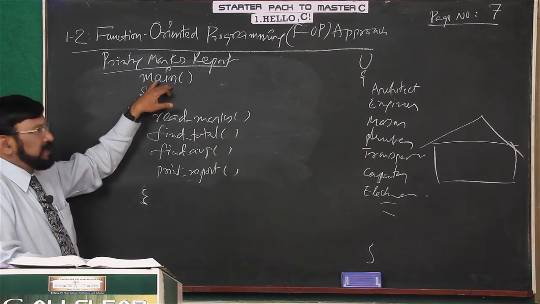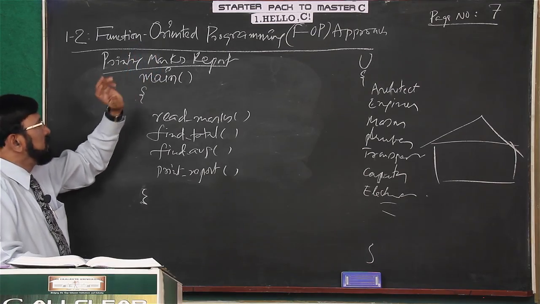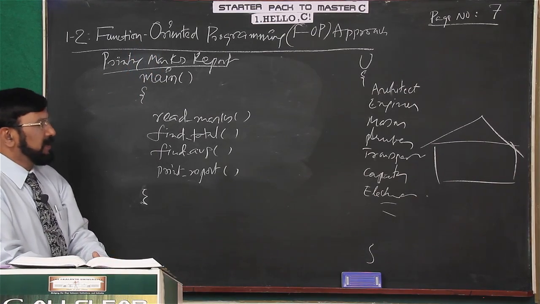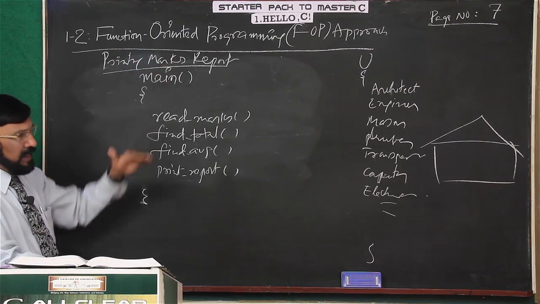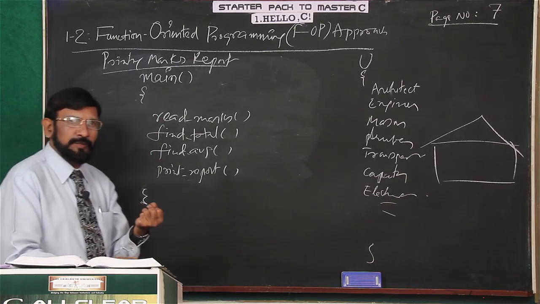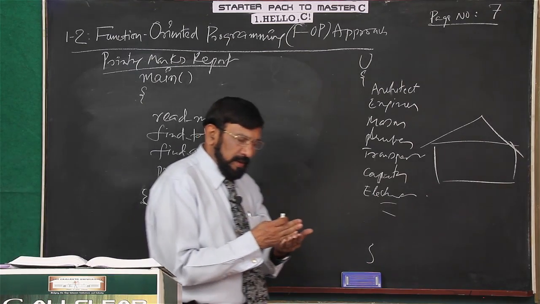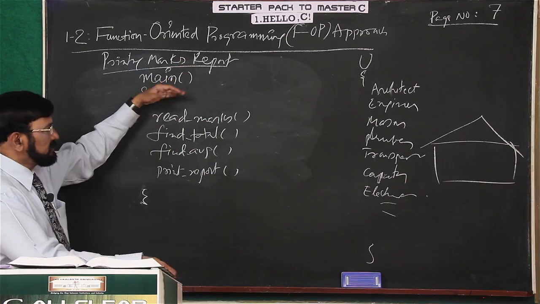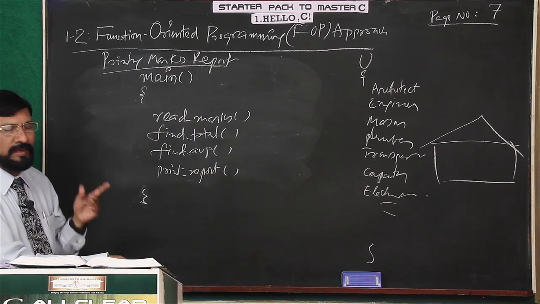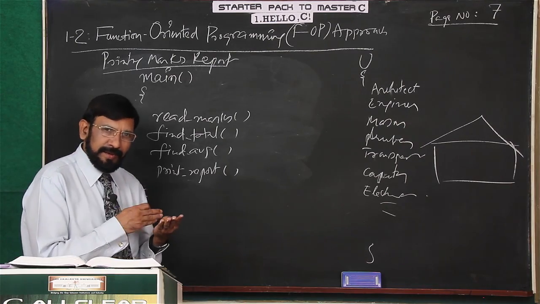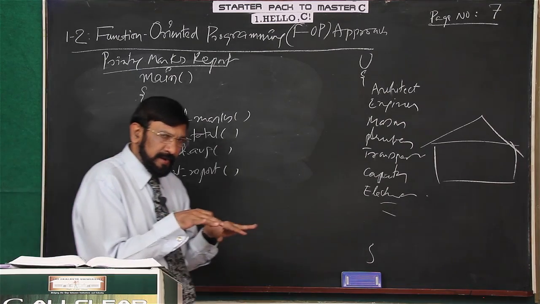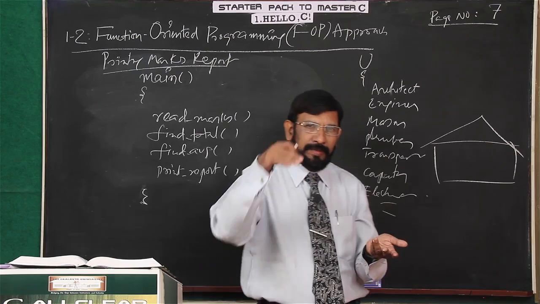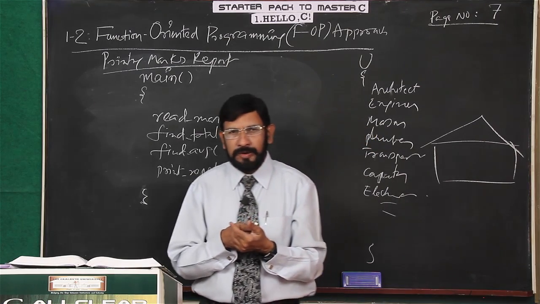Now main was interested in a task. What is that? Printing a marks report. The main task is printing a marks report. Now it dissects into 4 subtasks. What are the 4 subtasks? Reading marks. That means if you enter data, the computer will take it and store the data in the computer memory.